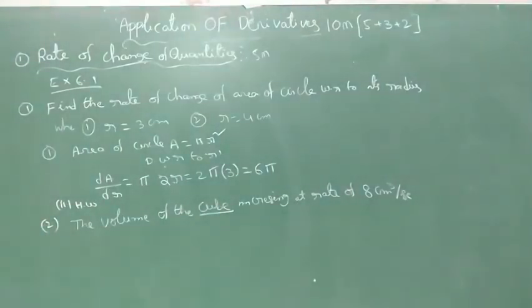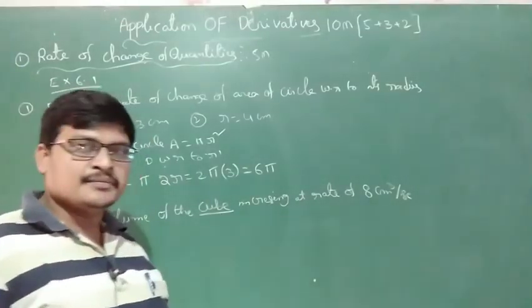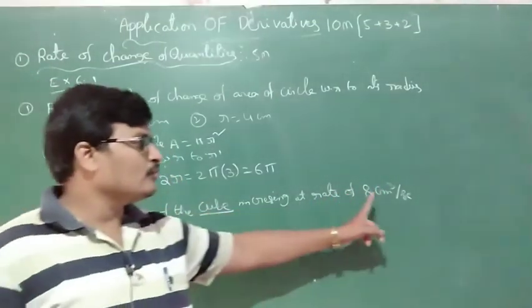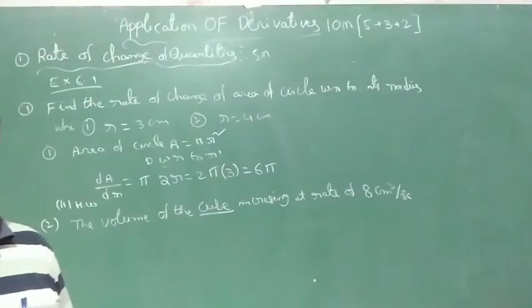Centimeter cube means what? Volume. What is given? Volume. Which volume? Cube volume. Rate means dV by dt.